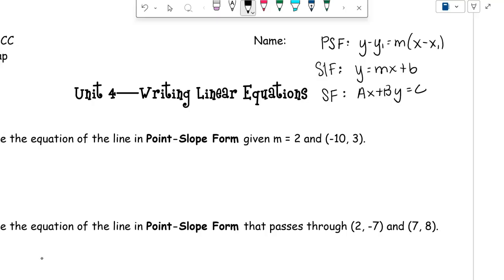Remember, with standard form, you were not allowed to have any fractions, so we always had to multiply by the denominator of the fraction. For slope-intercept form, y equals mx plus b, we have been using that this whole time, and point-slope form uses a slope and a point.